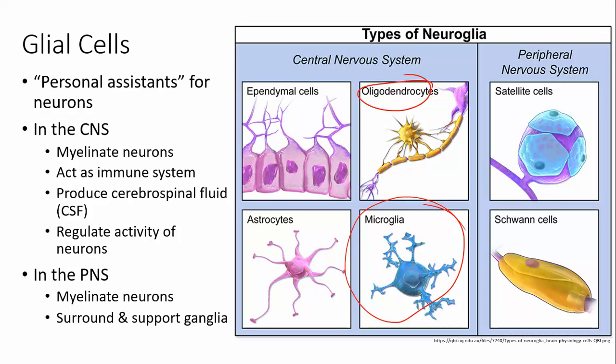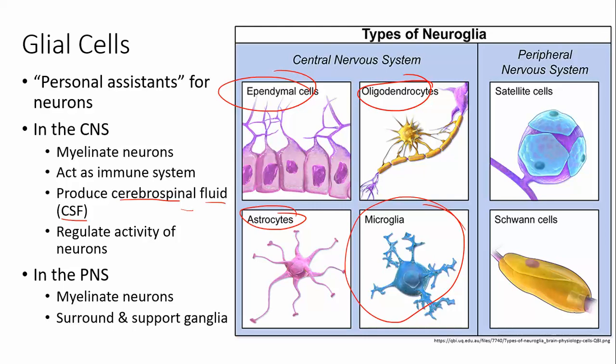Your brain, while it has blood circulating through it, also has another fluid outside of the cells called cerebrospinal fluid, or CSF. We're not really going to talk about it, but it's made by these guys, ependymal cells. And then astrocytes are kind of like those direct personal assistants. They help regulate the activity of neurons. They help clean up extra chemicals that are floating around. They can help maintain the right concentrations of ions, and so on and so on.